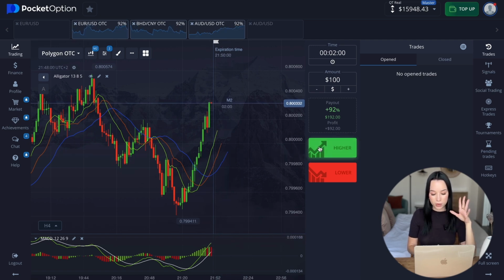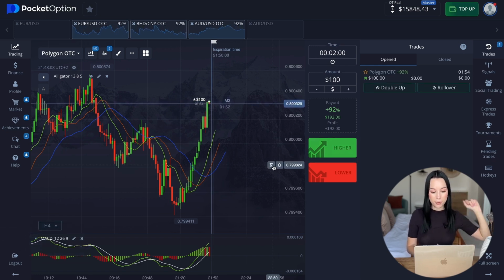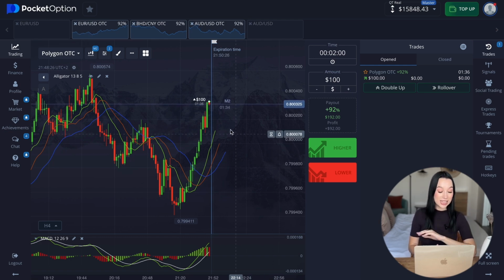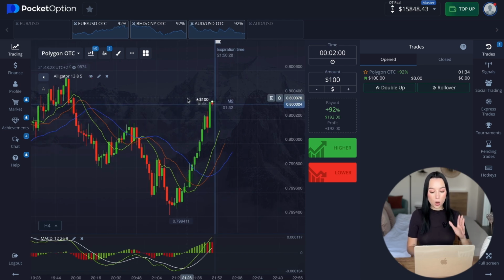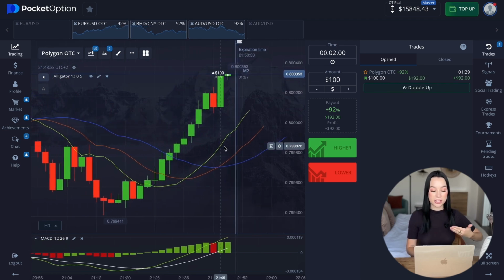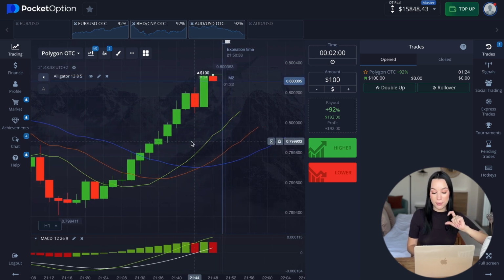because we are following our indicators. So here I open a trade for 2 minutes up at Polygon OTC. Sorry, English is not my native language, so sometimes, guys, I hope you understand that. Here we can see that all three lines of the alligator indicator are showing us to open a trade up because they are moving up in the same direction and there is a distance between them. So that means this is probably an upward trend, and we can see it by analyzing the chart.